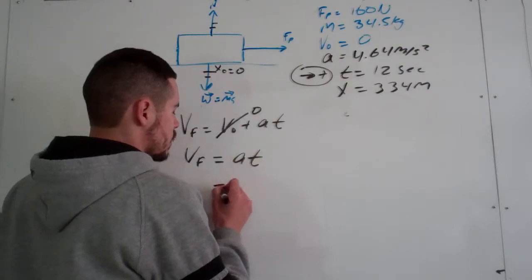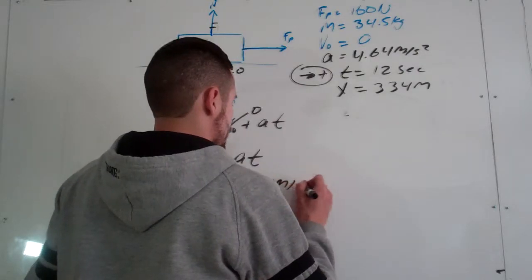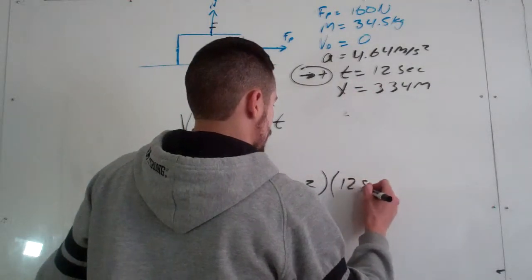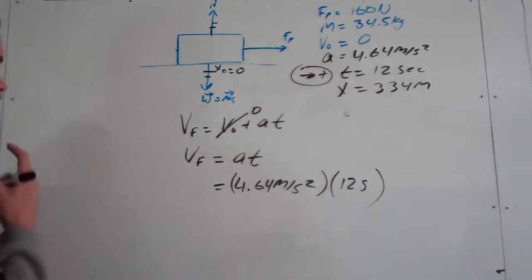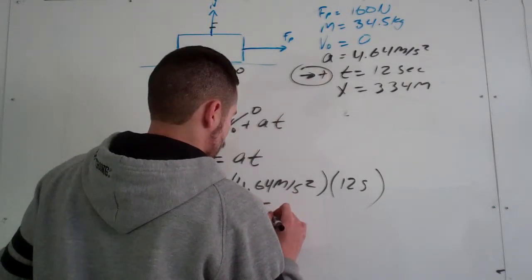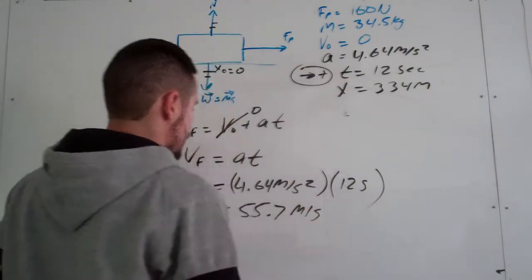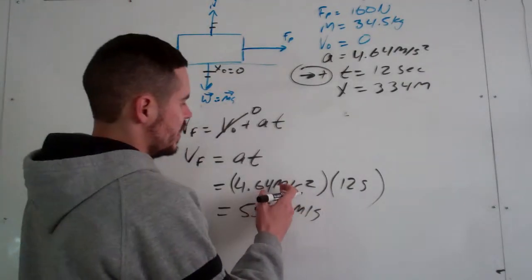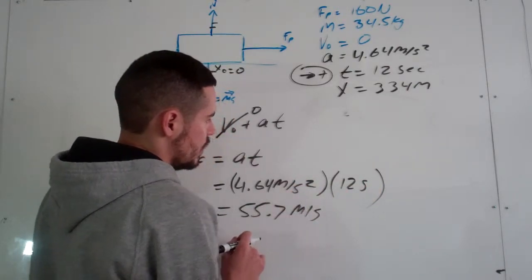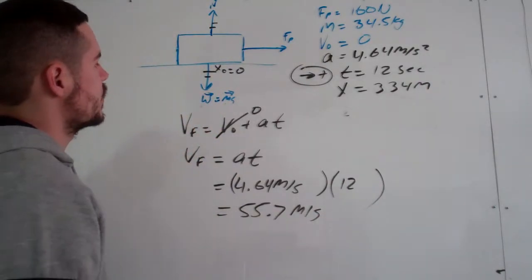So we can say 4.64 meters per second squared times 12 seconds is going to equal about 55.7 meters per second. And it checks, because if I take meters per second squared and multiply it by seconds, then one of the seconds is going to cancel out, and we basically have meters per second.